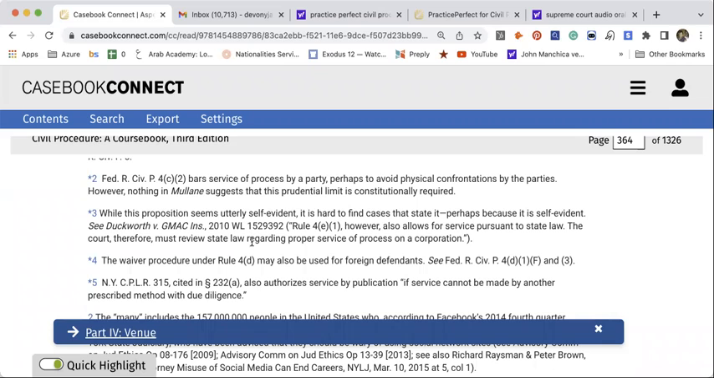The rule also allows for service pursuant to state law. The court therefore must review state law regarding proper service of process on a corporation.